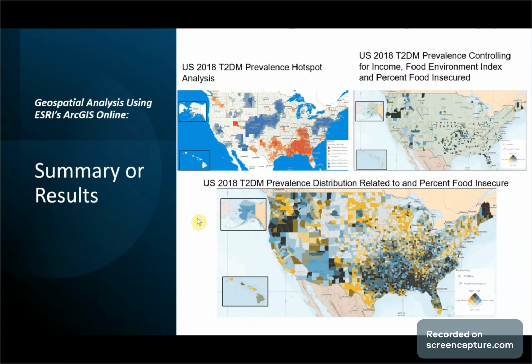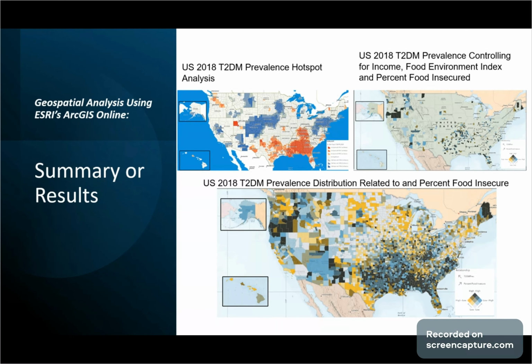There were a lot of areas in the South that had higher preponderance of food insecurity along with type 2 diabetes. So visually, you can see the connections being made.